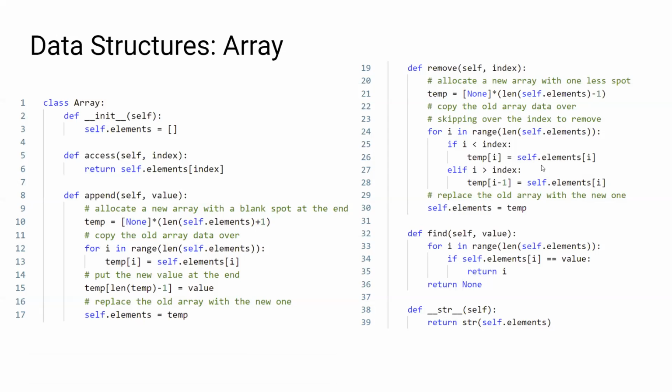Similarly with remove, we create a new temporary list with one less in length, then iterate over all our elements and copy them over to the temp list, and then assign the temp list to our old list. So you can see why that's an O(n) operation: you have to iterate over that list of numbers. And if you wanted to find the index of an element, you have to iterate over all the numbers basically. So that's an O(n) operation as well.